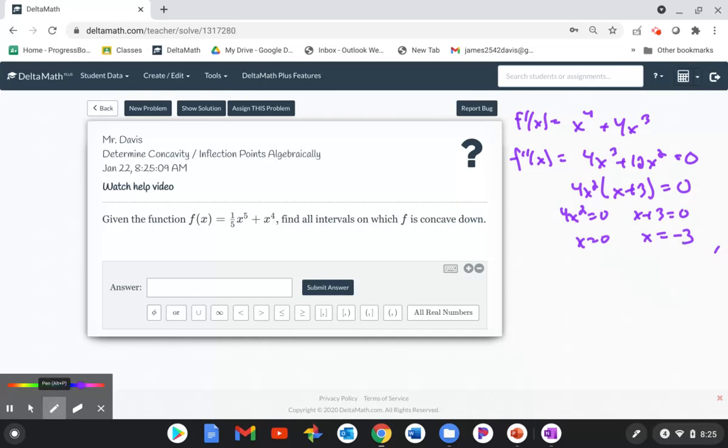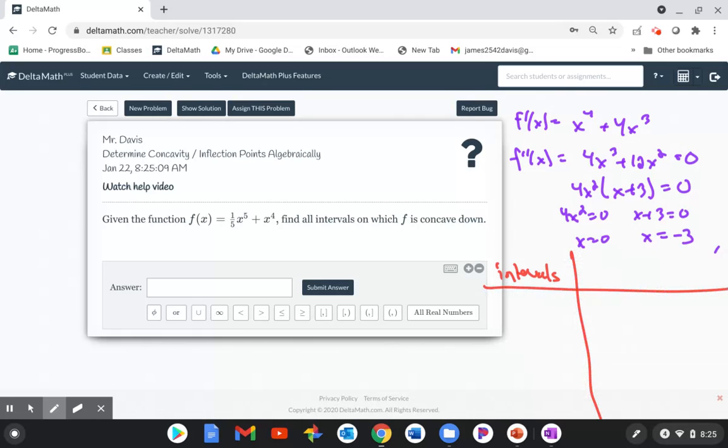So then let's just think about how we're going to set up our intervals. Intervals always start from -infinity, because these are polynomial functions, up to -3. Then from -3 up to our next inflection point, which is 0. And then 0 to positive infinity. We then plug in test points.